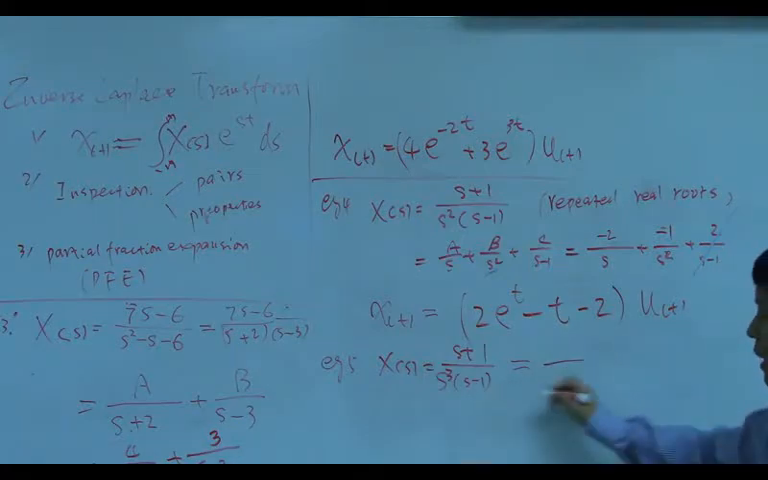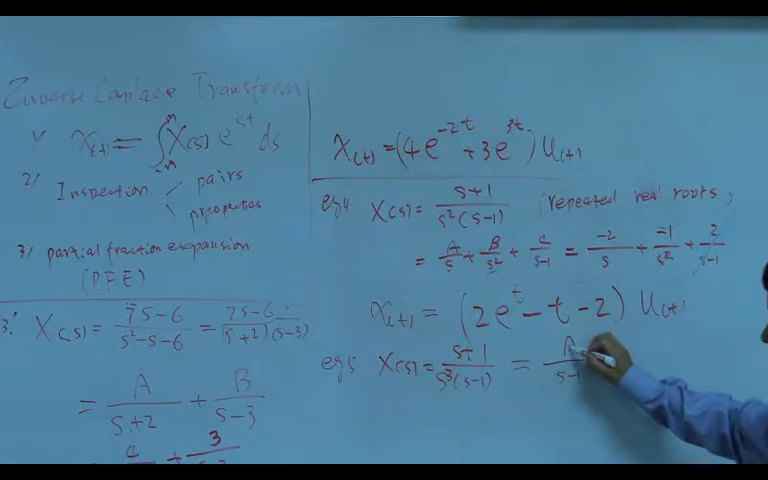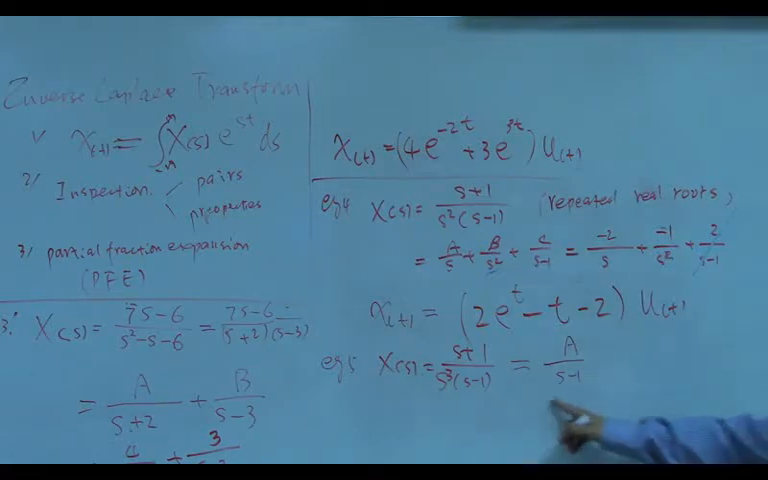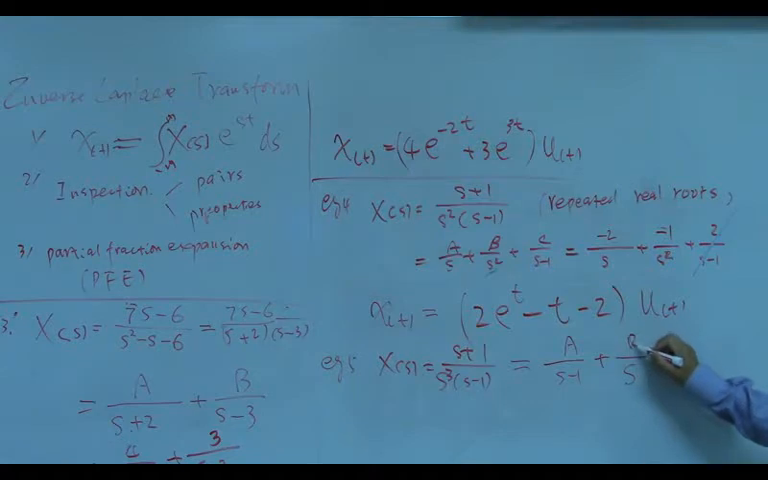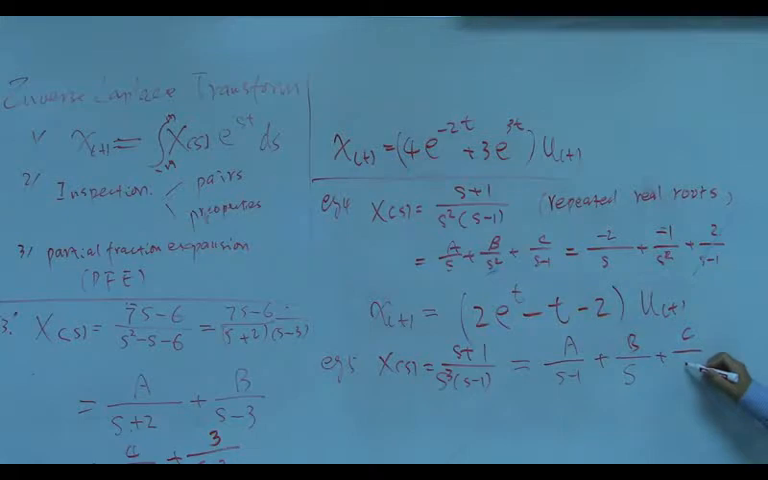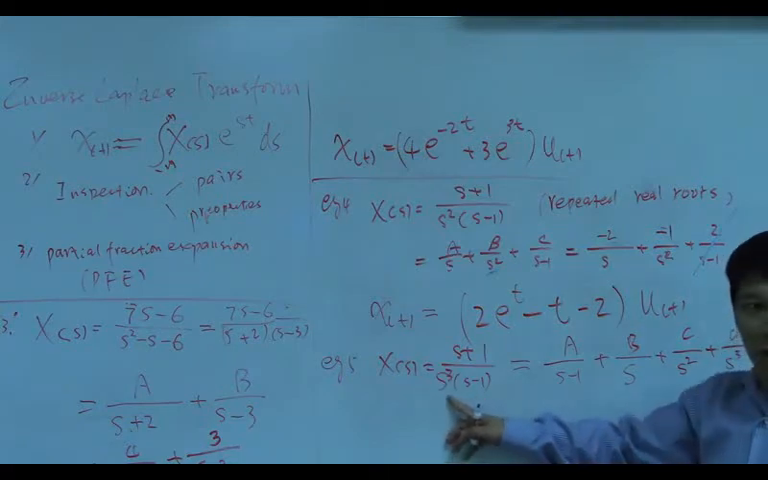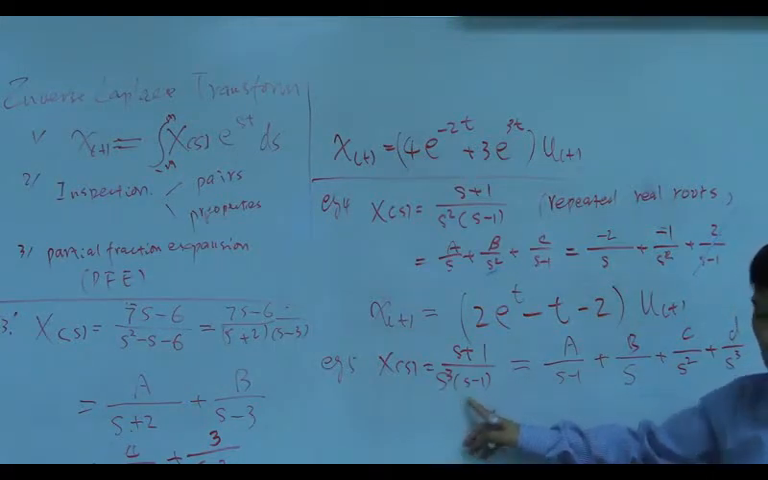The first one, the easiest one is s minus 1, right? Okay, so that's A here. That is a unique root, it's not repeated. Then we have s cubed. So we need to start from s, B, then C, s squared. And we still have another term D, s cubed. So now we have 4 terms. The reason is this is a polynomial of order 4, degree 4, so we need to have 4 terms.